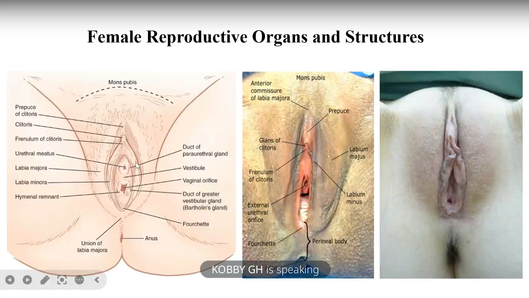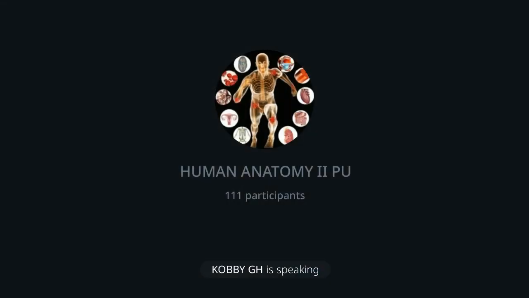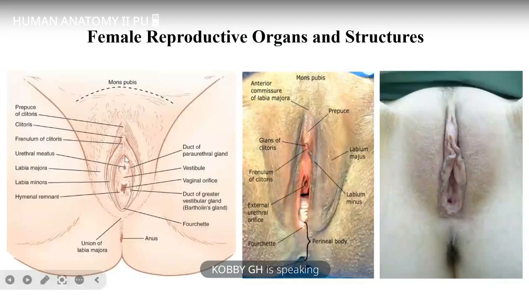So here you see this area here. This is what we call the vestibule. If I point here, it is vestibule. If I point here too, it is vestibule. The vestibule is like a region. It's not one particular thing we are pointing at. It's a region within the vulva where we can immediately locate the meatus and also locate the vaginal orifice. That is what we call the vestibule.